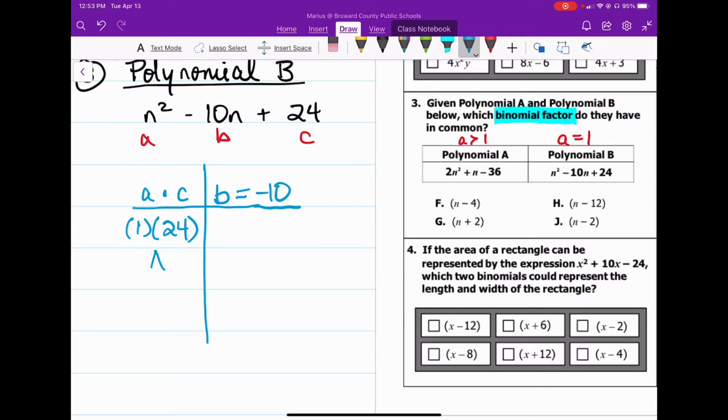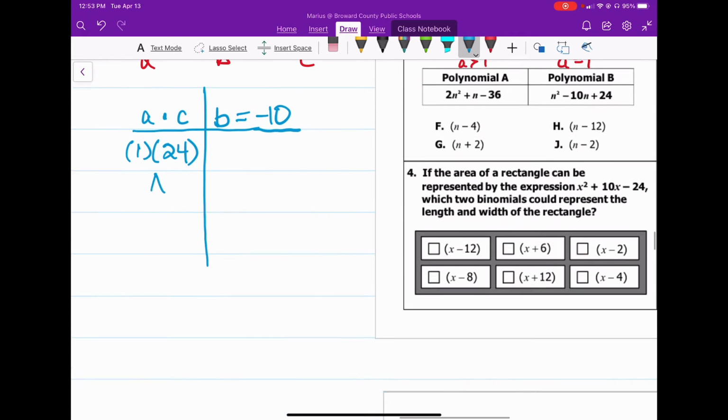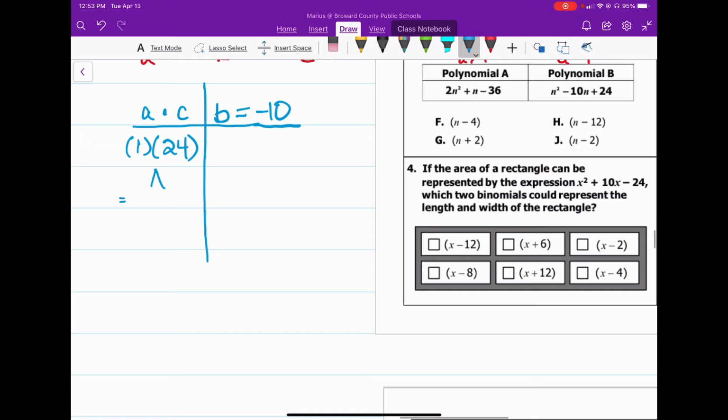So A is 1, C is 24. When we multiply, both of those are positive. That's going to equal a positive 24. Okay, and I wrote that incorrectly. All right, so it will equal positive 24. And now we want to just go ahead and factor positive 24.